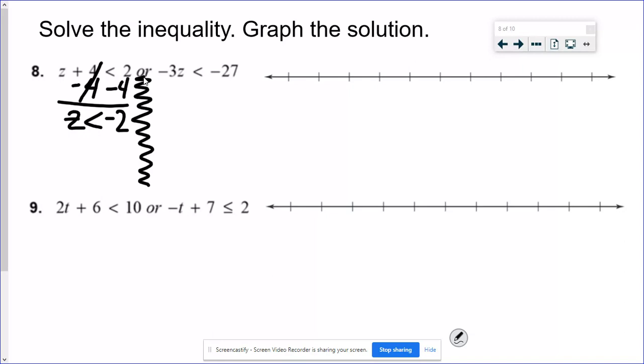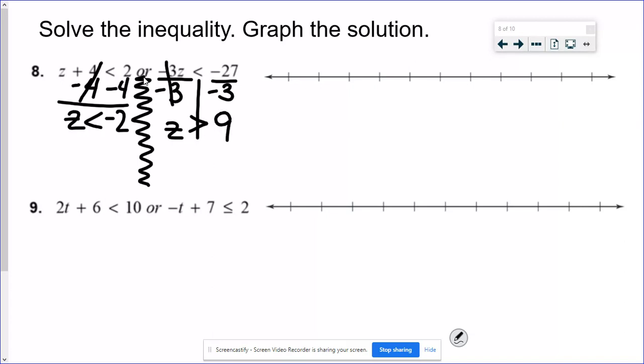For the second part, I have to get the Z by itself again. I'm going to divide by -3. And that's the part that I have said in the past I'm concerned about, because a lot of people forget when you divide by a negative or multiply by a negative, we have to flip our sign. So instead of a less than, now it's a greater than. -27 divided by -3 is going to be +9.